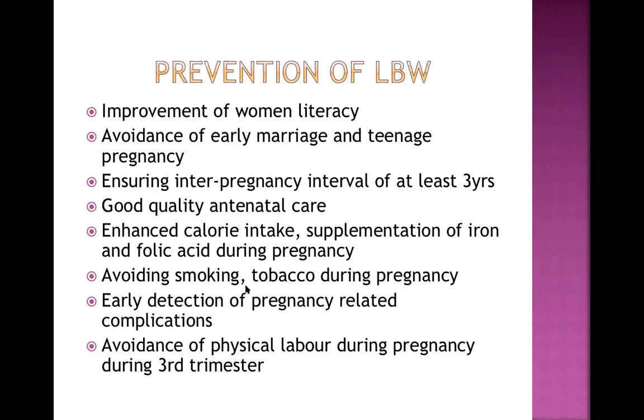Early detection of pregnancy-related complications. If some complications are already there from the first or second trimester, during antenatal visit, they can be identified and handled properly, like pregnancy-induced hypertension, which may occur after 20 weeks of gestation. But if that lady is going repeatedly to the antenatal care, that can be diagnosed early, an antihypertensive drug can be given, fetal monitoring can be done, and all those things. Avoidance of physical labor during pregnancy, during third trimester. One of the important causes of IUGR or small for gestational age is she's not taking enough rest during third trimester. Very important point. So those ladies should take a break from the work and they should have enough rest and lie down on the bed most of the time so that there will be good flow towards the uterus and to the baby, so that baby will grow well.